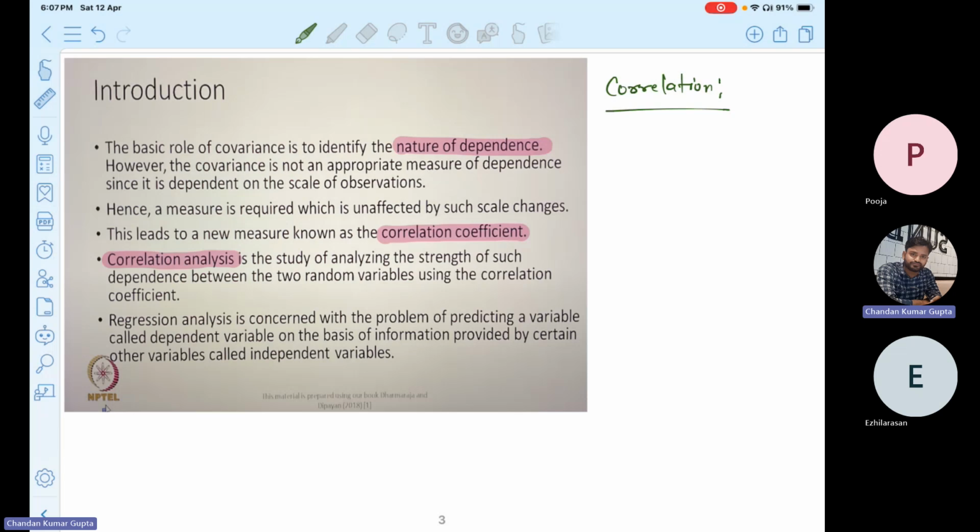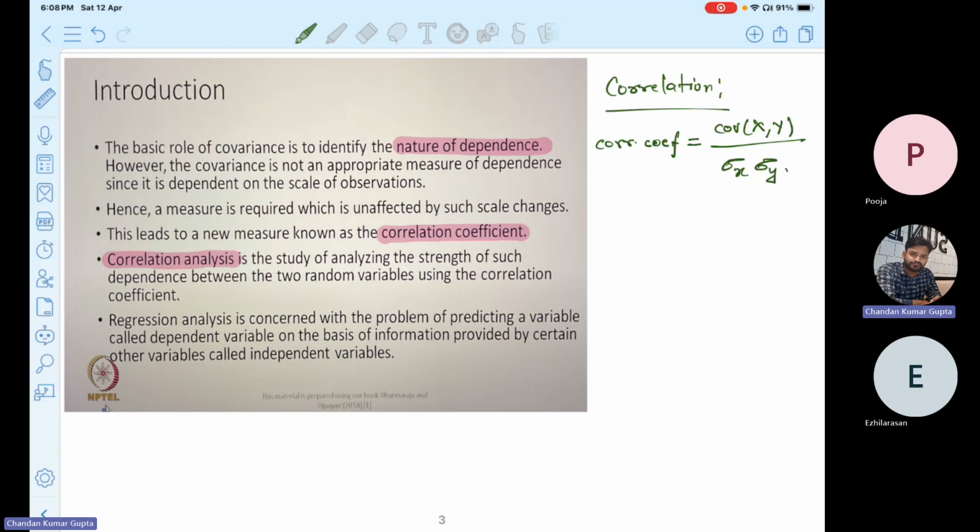Here the basic role is played by covariance, which we have already discussed, if you remember. Let me write one formula first. The correlation coefficient is defined as the covariance between the variables divided by sigma x sigma y, the product of the standard deviations of the variables. So this is the correlation.